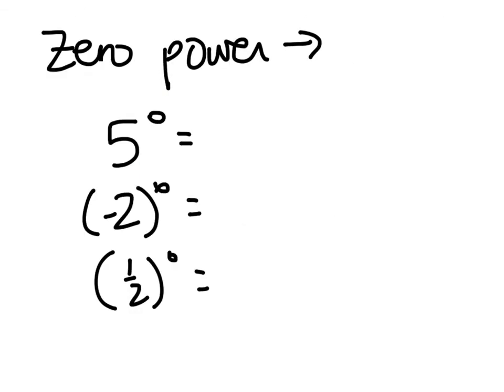All right, now any number that I raise to the 0 power always equals 1. So 5 to the 0 is 1. -2 to the 0 power, 1. 1/2 to the 0 power, 1. It doesn't matter what kind of number. X to the 0 power is 1.